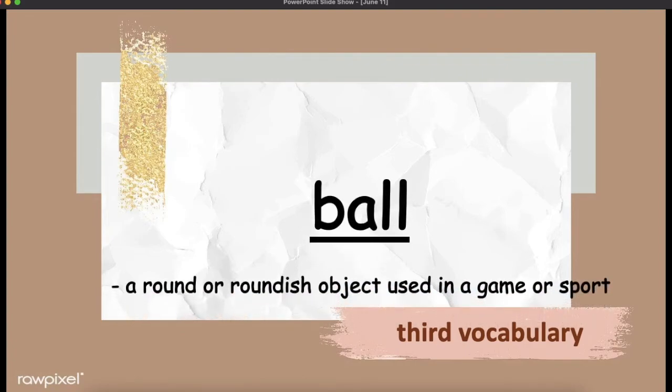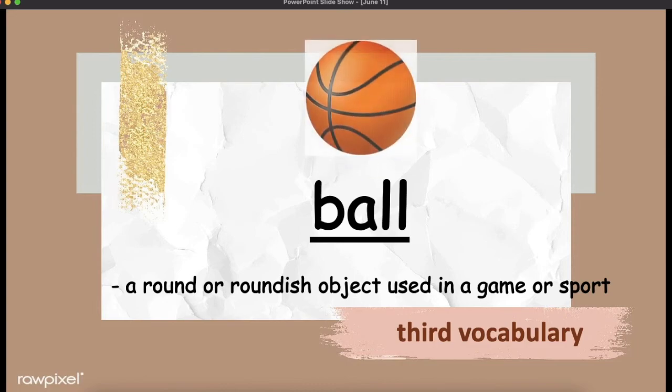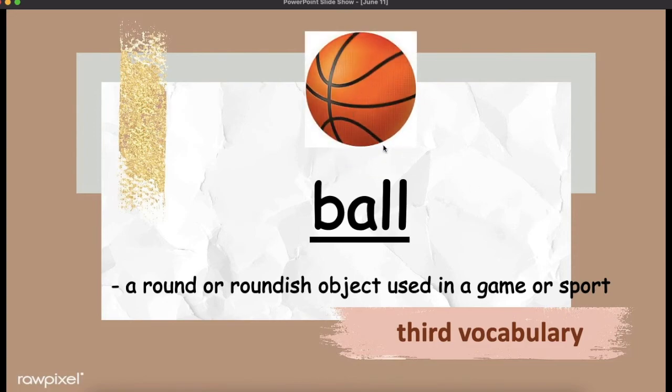Okay, now for our third vocabulary, ball. What is a ball? I think everybody knows what ball is. This one is an example of a ball. A ball is a round or roundish object used in a game or sport. We have here the ball from the basketball, or we could have another ball from the football, and so on.